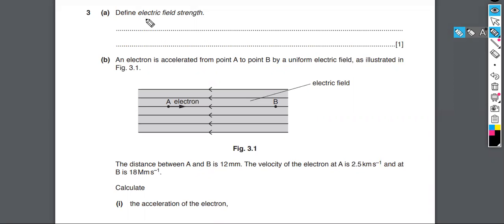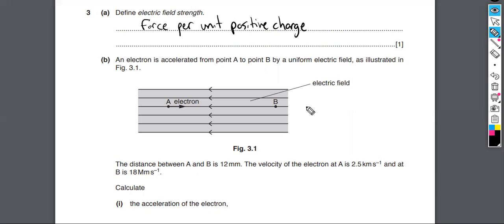You want to say that the electric field strength is the force per unit positive charge. Force per charge, but if we define it as the force per unit positive charge, we capture the vector nature of this, right? Electric field points in a direction, the direction that the force on the positive charge goes. So force per unit positive charge is a good definition of electric field strength.